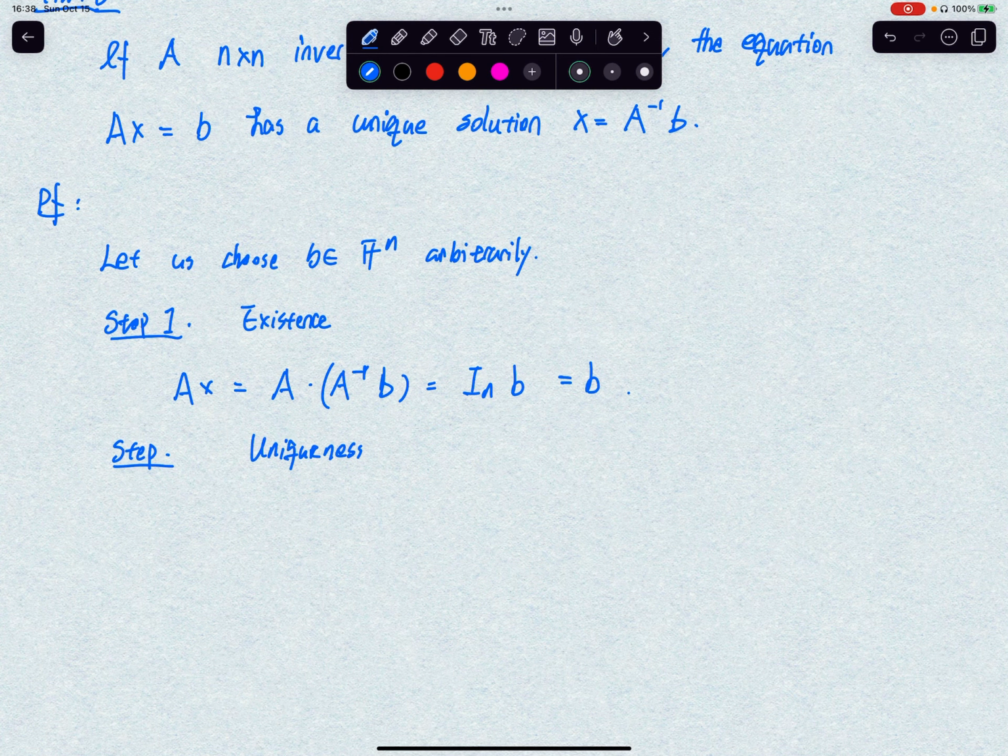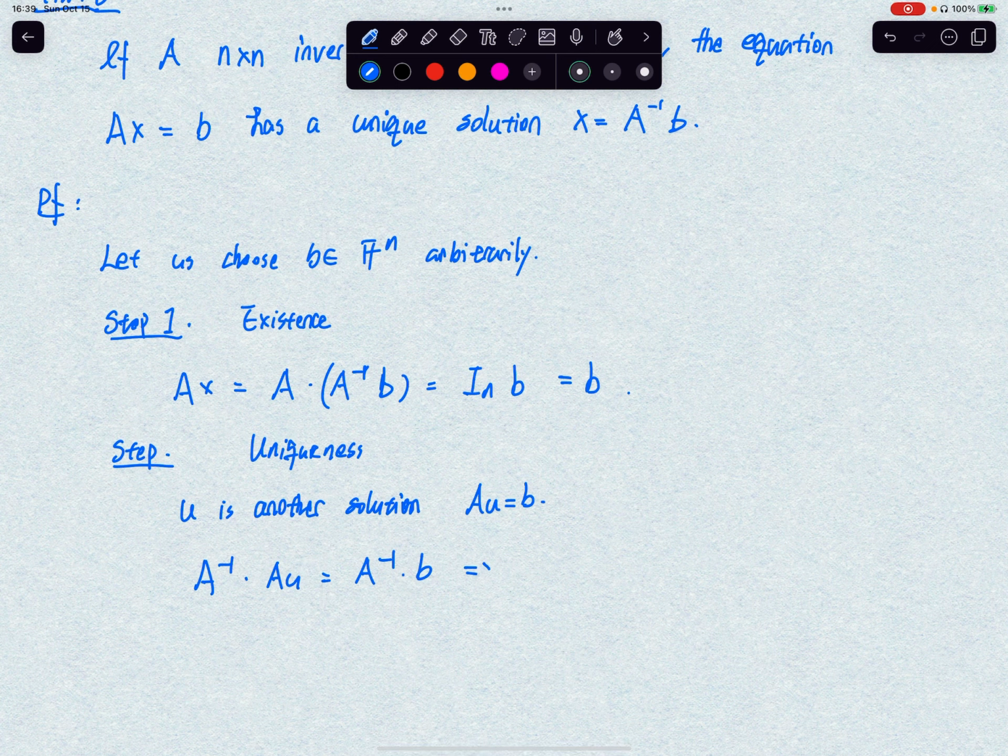It suffices to show that if U is another solution, meaning AU equals B, then U equals A inverse B. Since AU equals B and A is invertible, we have A inverse times AU equals A inverse times B. That really means IN of U equals A inverse of B, so U equals A inverse of B. Therefore, the uniqueness follows.